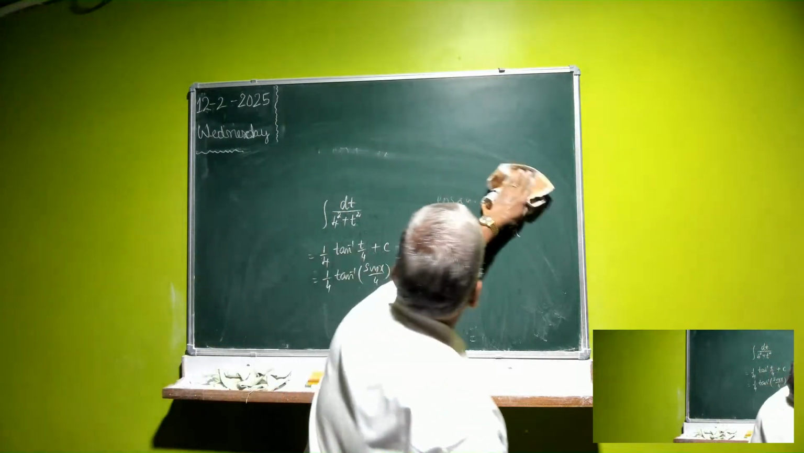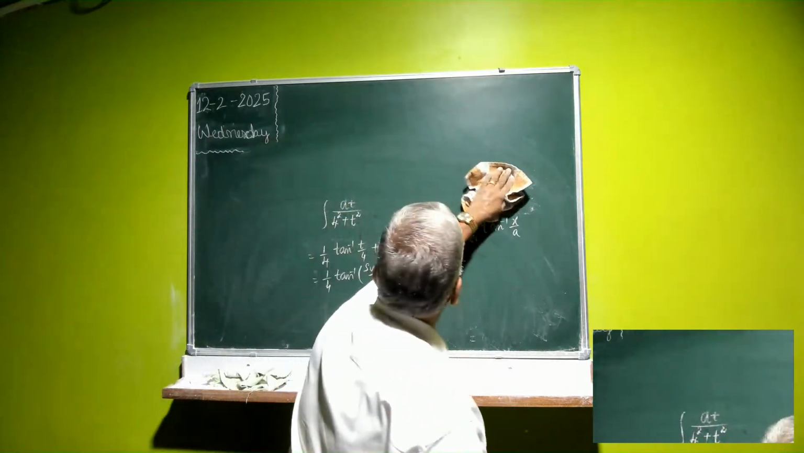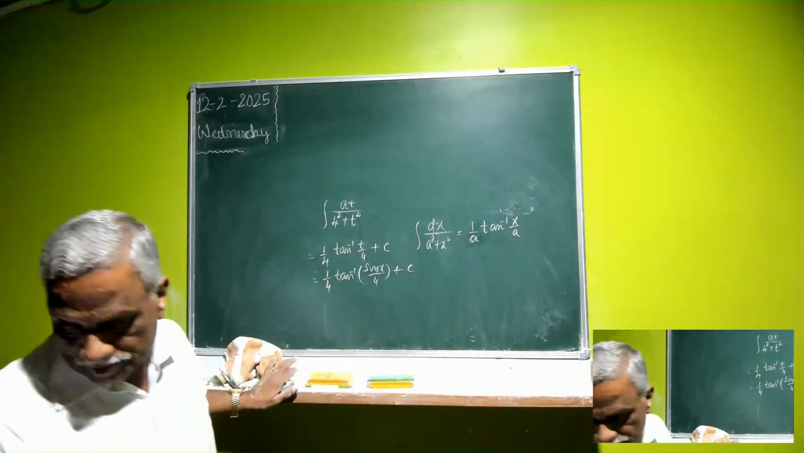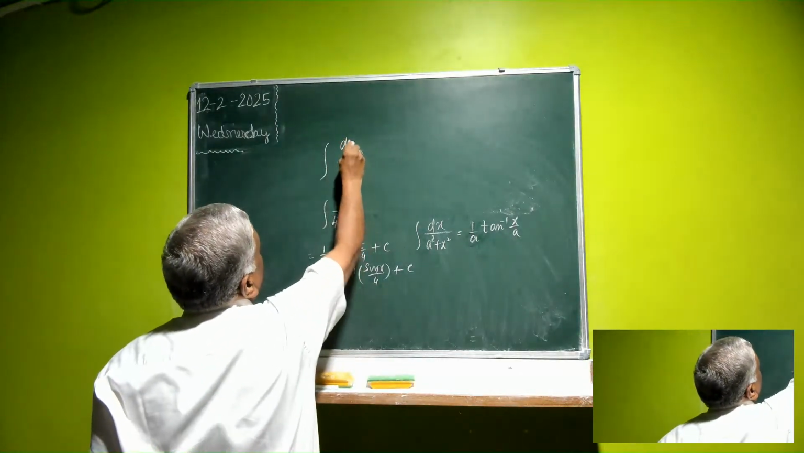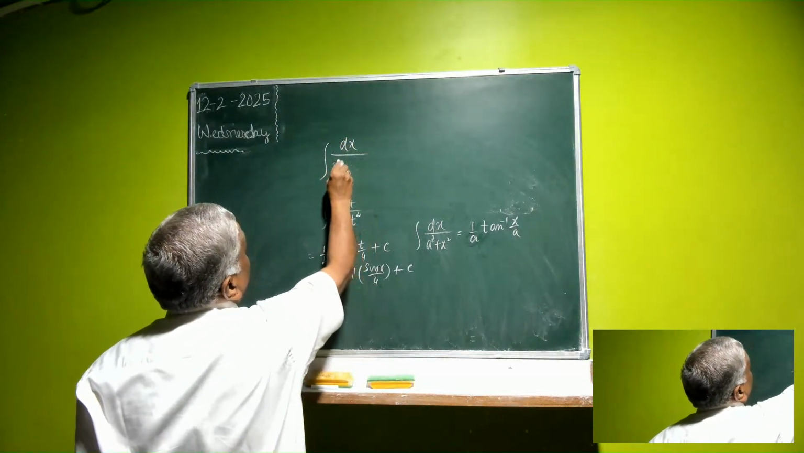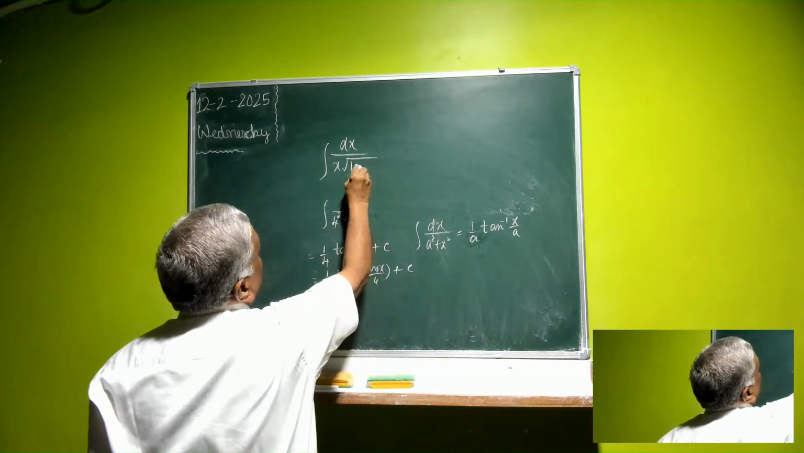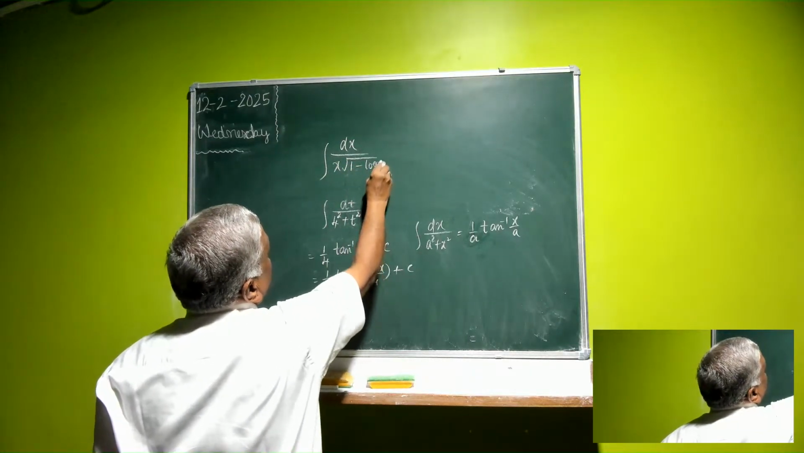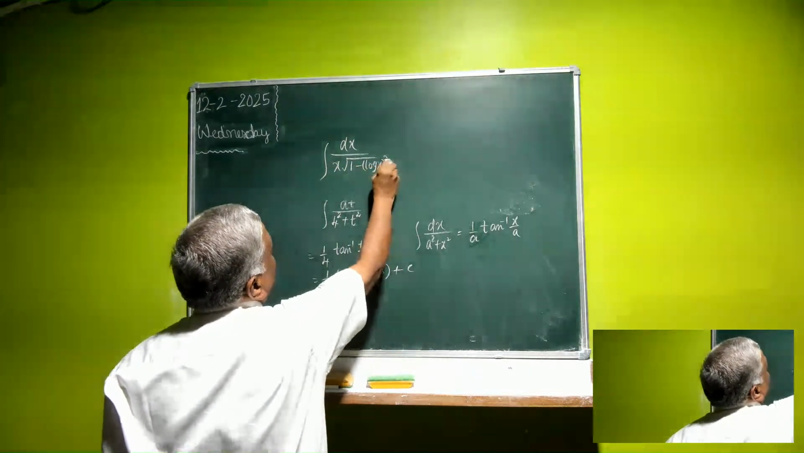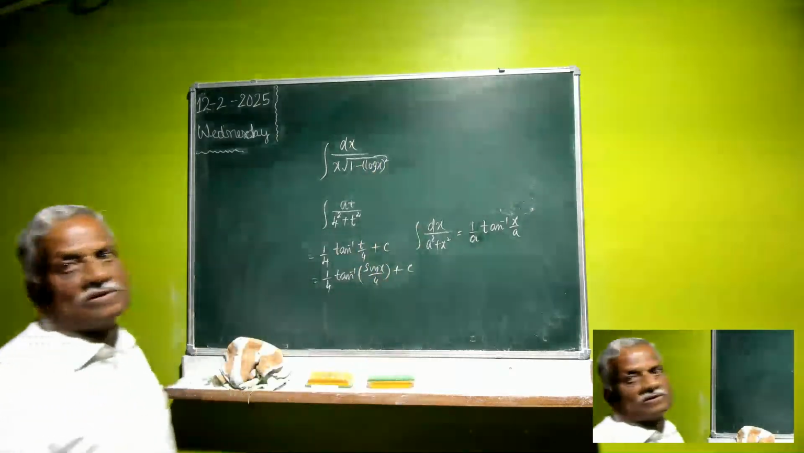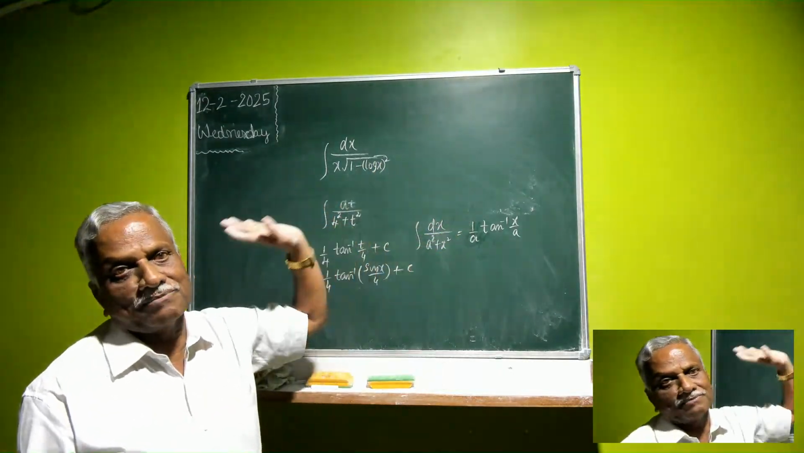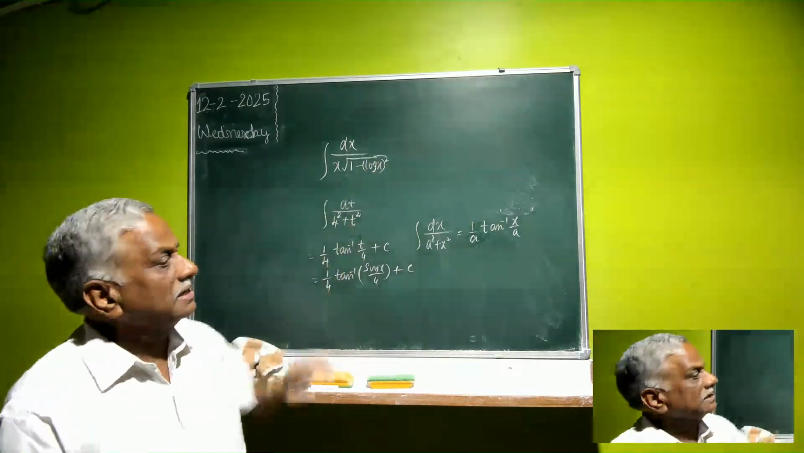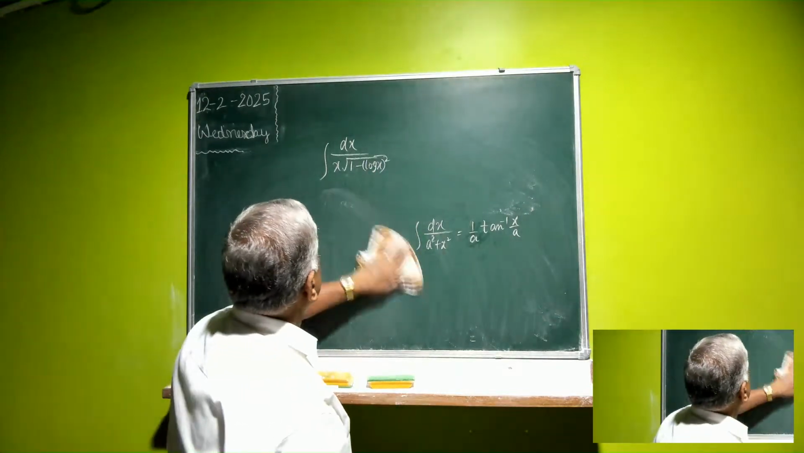We'll take one more problem. Integral of dx over x into root of 1 minus log x whole square. If I take 1 minus log x whole square as t, I will not get 1 by x. So what should I take? I should take log x as t.